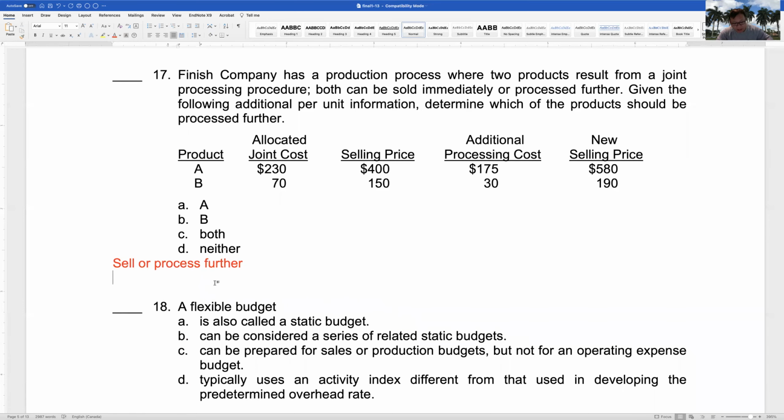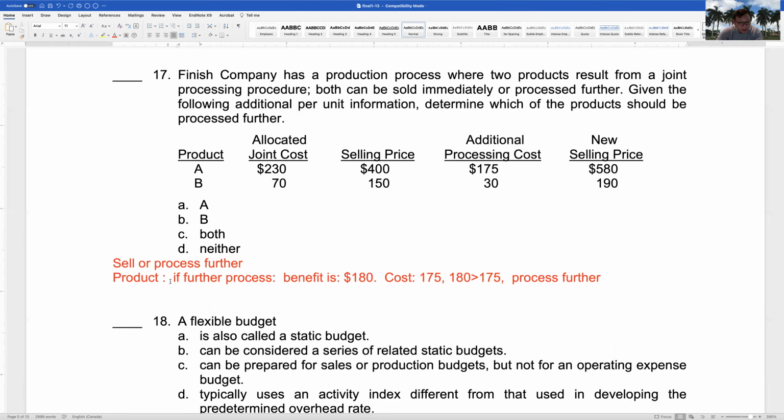Okay, let's take a look at product A. If further processed, what's my benefit? Benefit is the new selling price minus the old selling price. So if you process further, you can sell it for $180 more. That's your benefit per unit. What's the cost? 175. So the benefit is more than the cost. So process further.